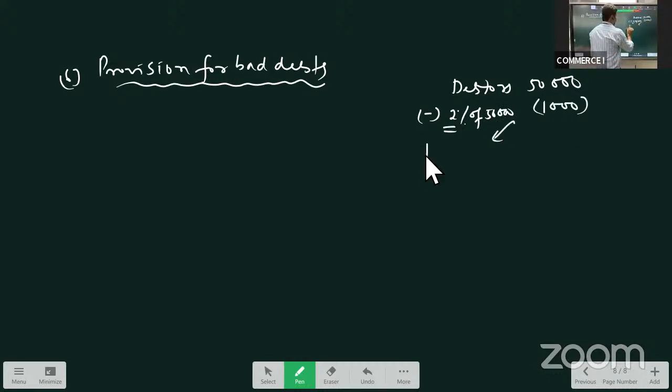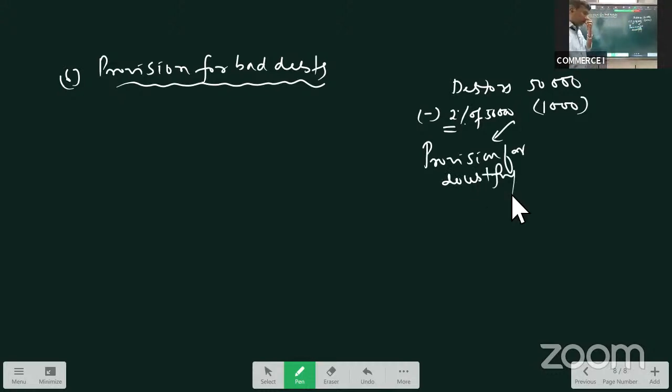Okay, so this 1,000, we call it as provision for doubtful debts, or provision for bad debts. Sir, what is the difference? Bad debts are the actual loss that has occurred, and provision is in anticipation. That is the anticipatory loss. It may happen, it may not happen, but we are ready with that provision. We are providing 1,000 as provision for bad debt. So we will show debtors as 49,000 only. We will not show 50,000.